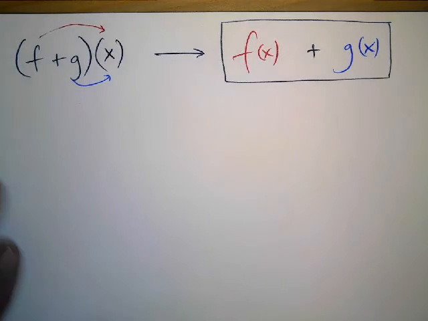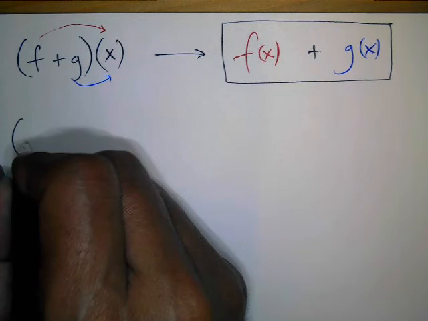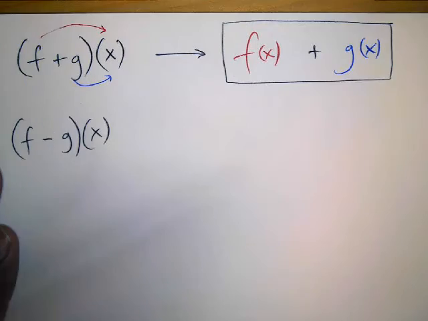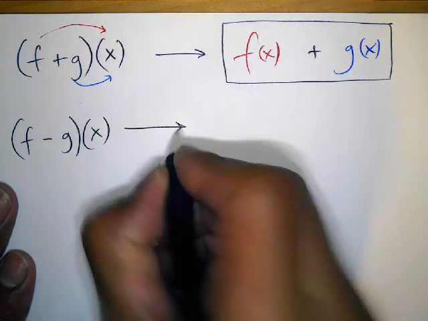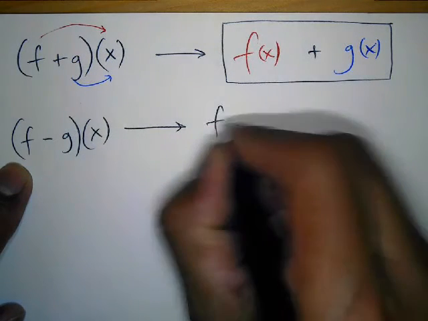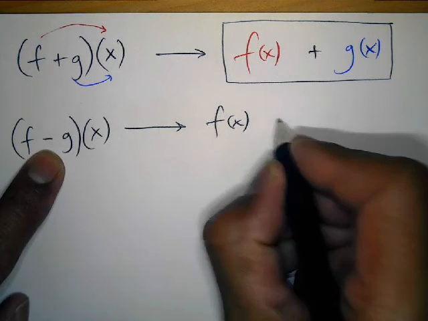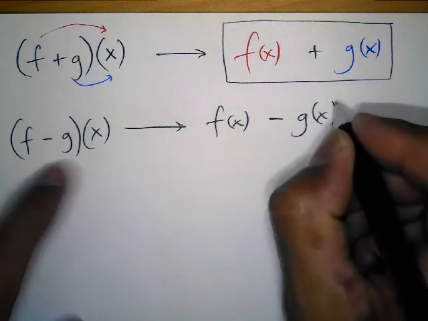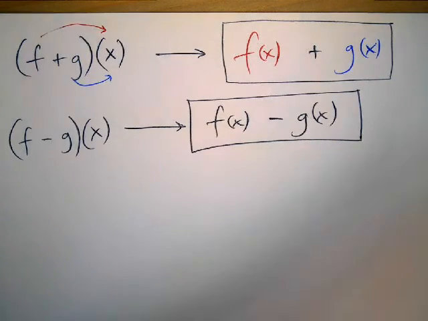If it's a plus, if it's addition, if it's a sum, that's how you look at it. If it's a subtraction, well, we look at it the same, right? What if it's f minus g of x? Well, that means what? Again, the first one, f of x minus g of x. Okay.